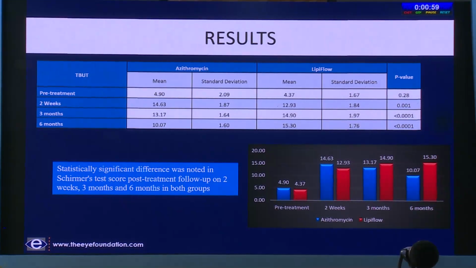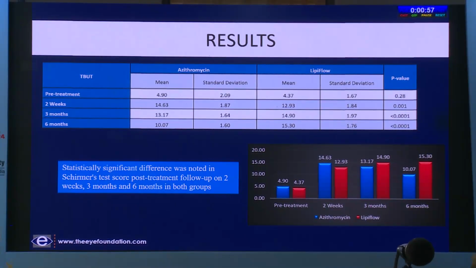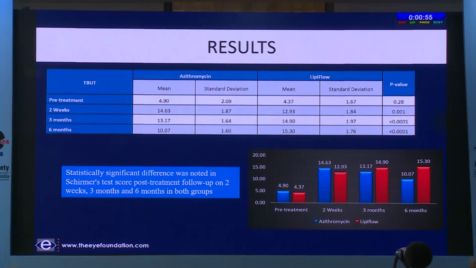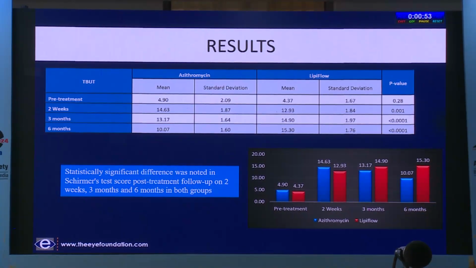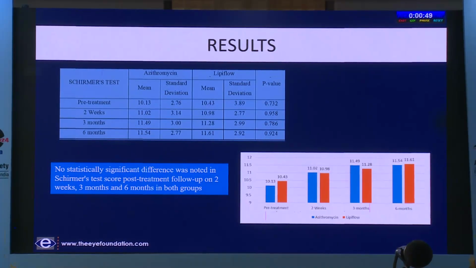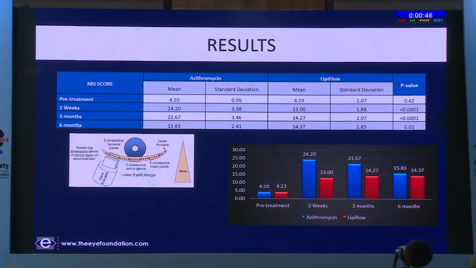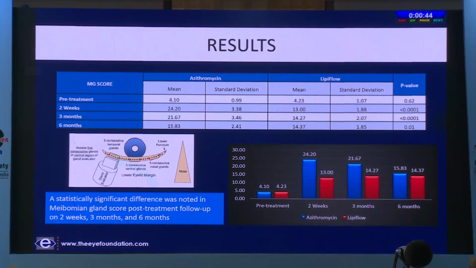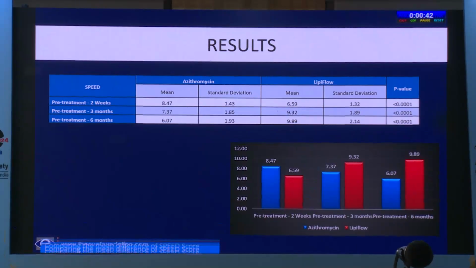TBUT also increased statistically significantly, and there is a significant improvement at 2 weeks in the azithromycin group, and the improvement mildly deteriorated in the subsequent follow-ups. Whereas in the LipiFlow group, the improvement lasted throughout the follow-up periods. For Schirmer's also, there is no statistically significant difference noted between the follow-up periods. Meibomian gland score also showed a statistically significant improvement.